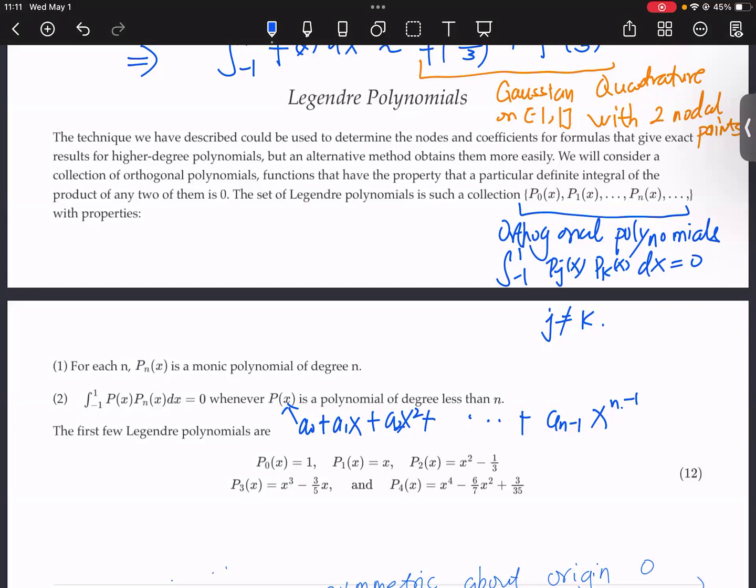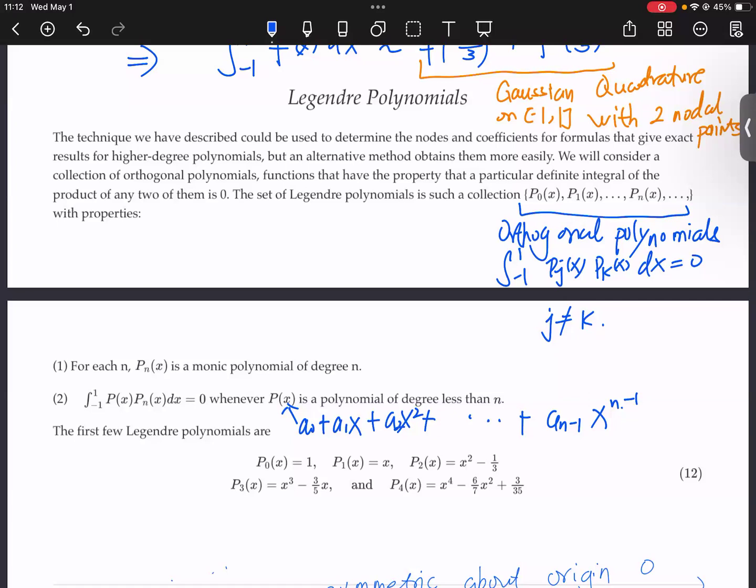And this is the 3rd degree polynomial in the Legendre set. This is the 4th degree one. You have more terms after this, but we just list the first few Legendre polynomials here. If you do the integration of the product of two different polynomials here, it should equal 0 because they are orthogonal polynomials. And these are the Legendre polynomials.